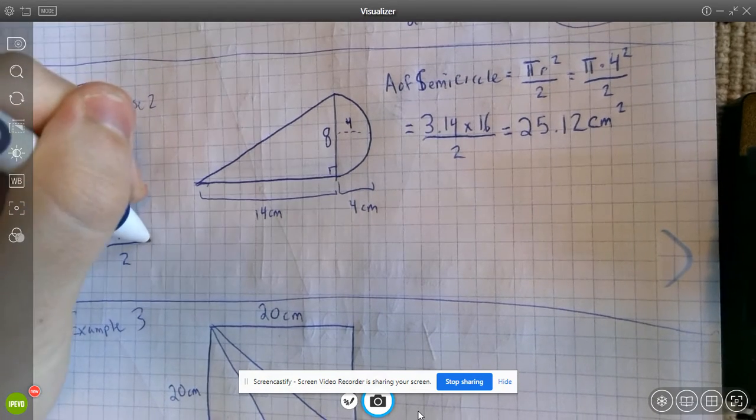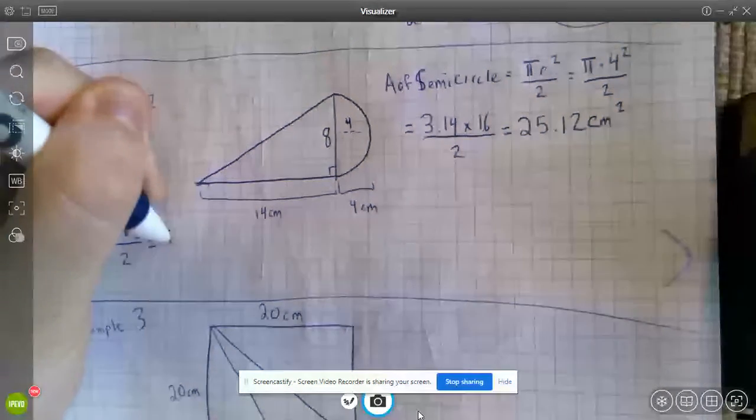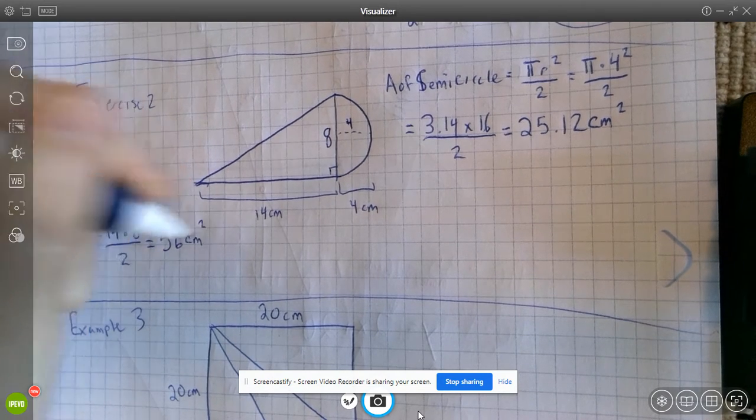Like I said, I'm just using a calculator. I'm fine with you guys using that too. When we do 14 times 8 divided by 2, we get to an area of 56. And that's also centimeters squared.